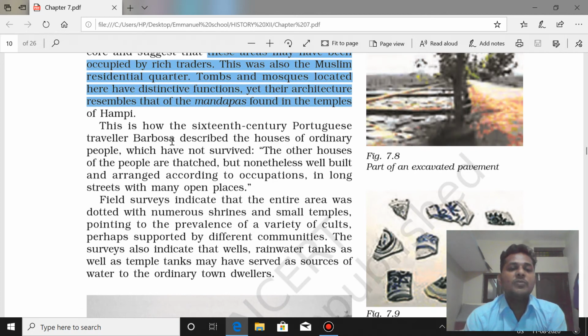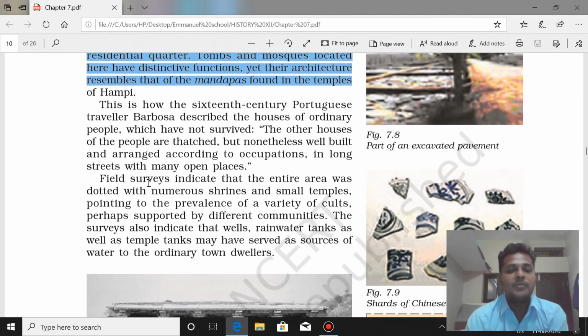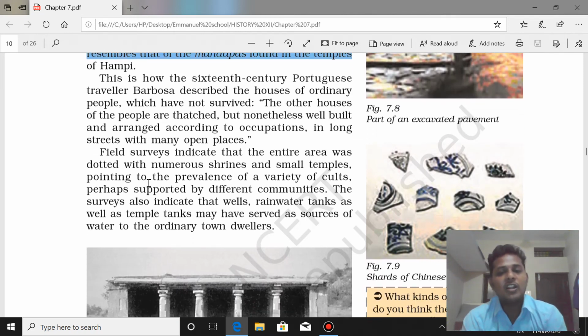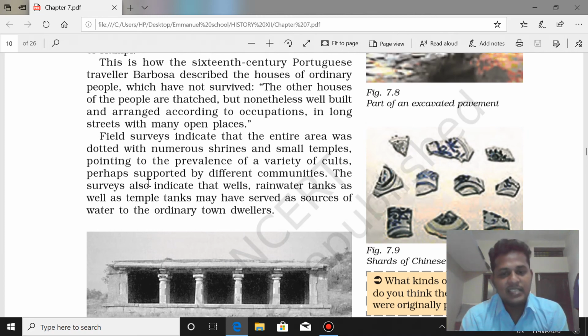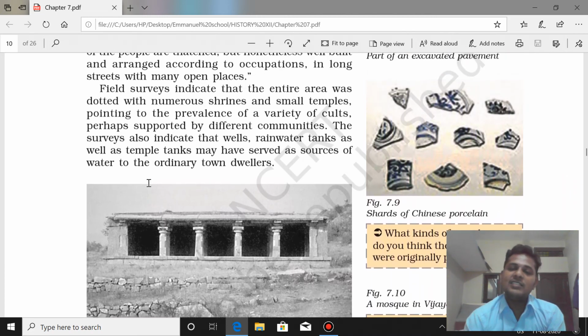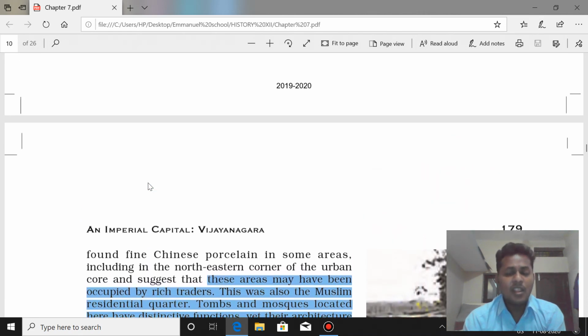This is how the 16th century Portuguese traveler Barbosa described the houses of ordinary people, which have not survived today. The other houses of these people were thatched. They were poor people who lived there, but the houses have not survived even today. Many temples and shrines were also founded, and a mosque was also excavated. It means that all the communities lived with each other in peace and harmony. That is the thing about the urban core.